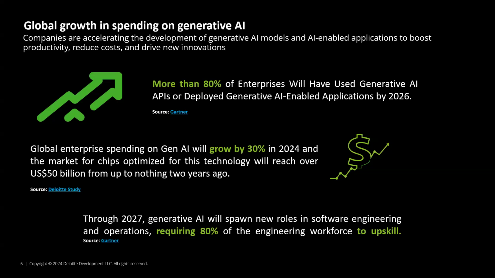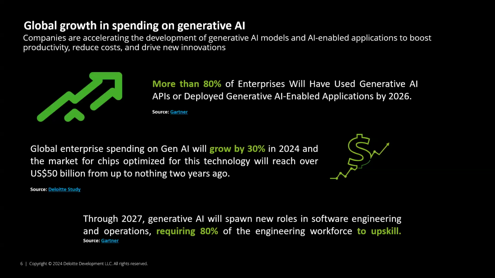The second one is that global enterprise spending on Gen AI will grow by 30% this year, in 2024. And the market for chips specialized and optimized for AI and Gen AI technology for the whole calculation will reach over 50 billion, from almost nothing 2 years ago. This shows there is heavy spending and investing in Gen AI, from the solution and provider side, but also among global enterprises who invest money early to participate in the potential of Gen AI.